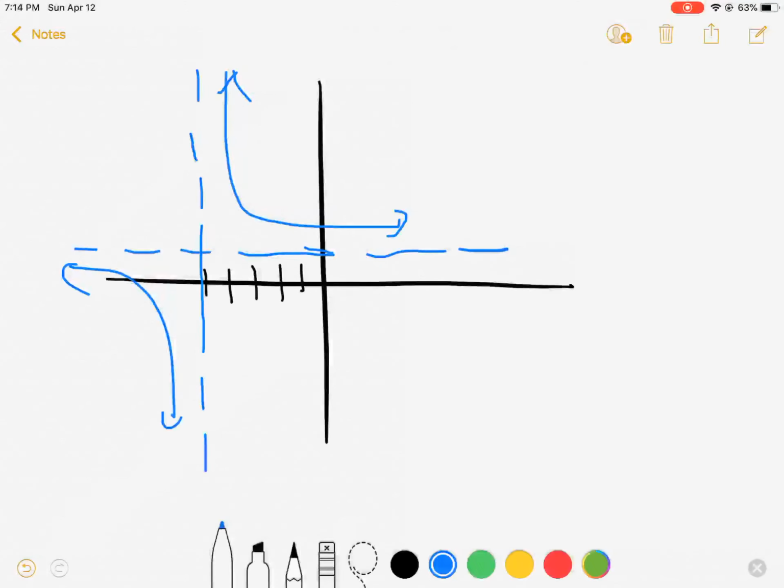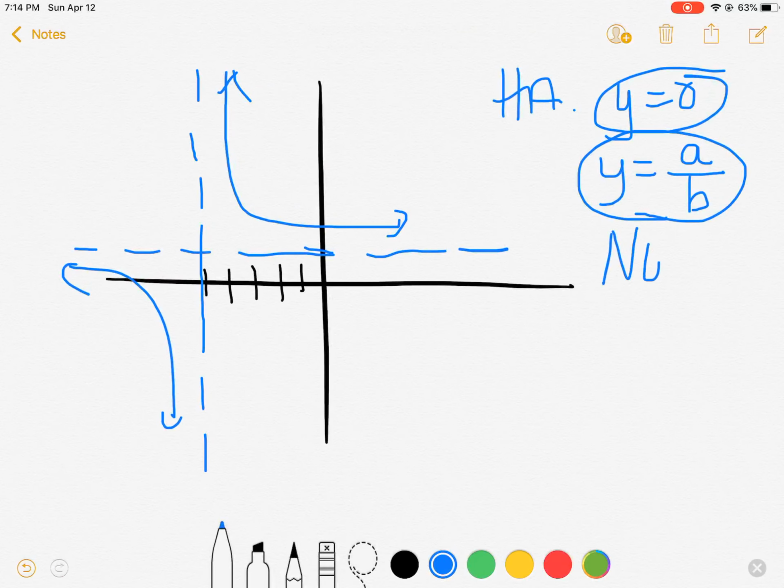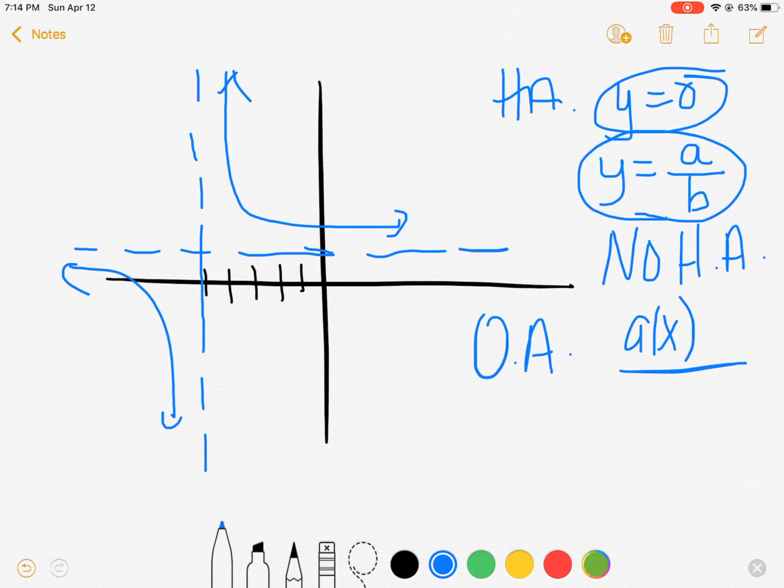Okay, so 3 things will happen when you're looking for a horizontal asymptote. Either it's going to be y equals 0 because the numerator is less than the denominator, or it's going to be y equals leading coefficient over leading coefficient because the degrees are equal, or you have no horizontal asymptote. You have an oblique asymptote when the degree in the numerator is greater than the degree in the denominator by 1, and you have to long divide.